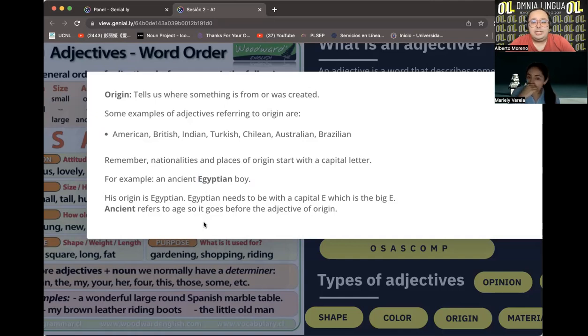So this is important. Las nacionalidades, y en este caso los adjetivos de origen, que son las nacionalidades, en español no, pero en inglés siempre se escriben con la primera letra en mayúscula. No importa que esté al centro, a la mitad de la oración o al final, siempre deben estar escritas con la primera letra en mayúscula. Es una regla del idioma inglés y se tiene que respetar. En español todo es con minúscula, a menos de que inicie la oración.